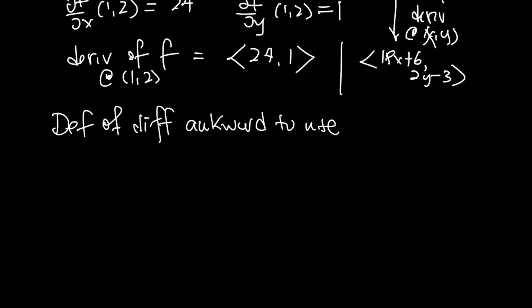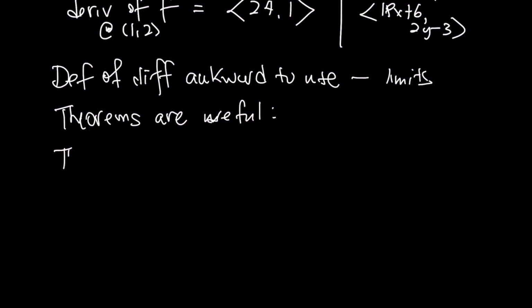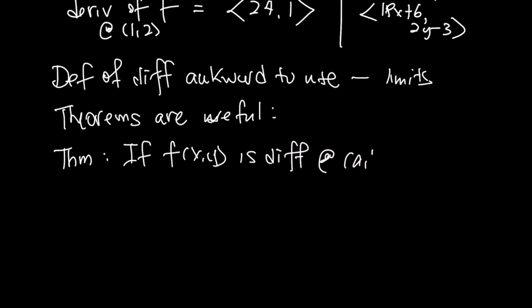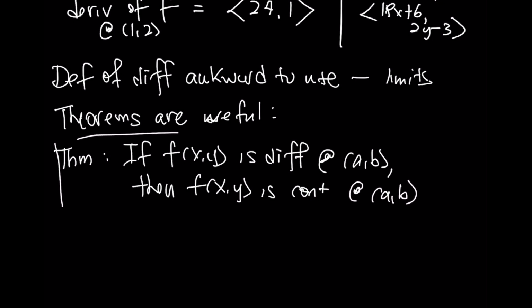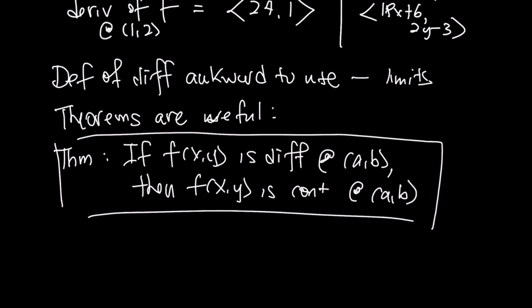Now, the definition of differentiability is awkward to use because it's in terms of limits. So there are some theorems to help us understand when a function is differentiable or not. The proof of these theorems requires multivariable analysis, so they're just best stated here. The first one is very similar to something you saw in Calc 1. If your function f of x and y is differentiable at a point AB, then your function is continuous at the point AB. This theorem allows us to immediately figure out when something is not differentiable.